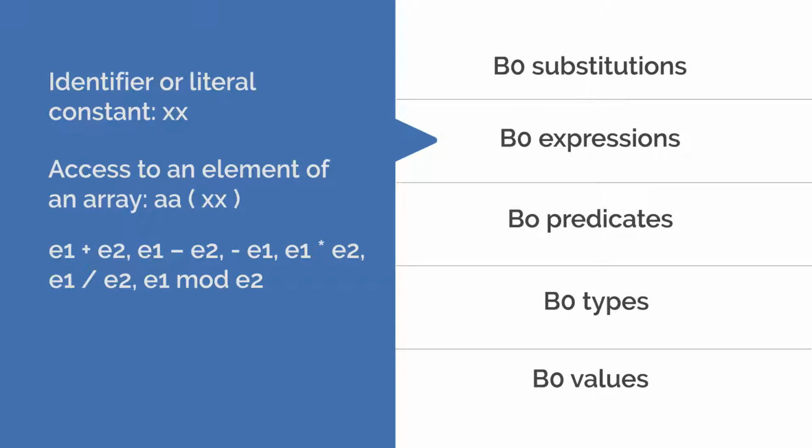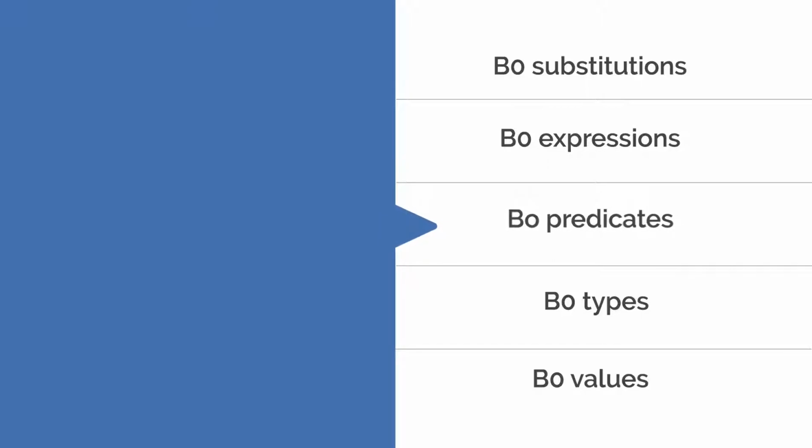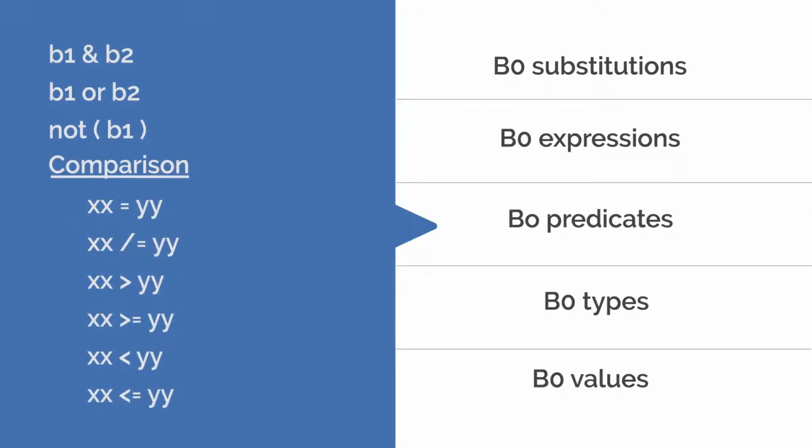Finally, we have the expression bool, and we give a predicate to that bool, which returns us a Boolean value. Regarding B predicates, we can have conjunction using ampersand, like B1 and B2, disjunction using B1 or B2, negation using the keyword not, so not B1, and we have the comparison of values in which a total order is defined, like for example integers and natural numbers.